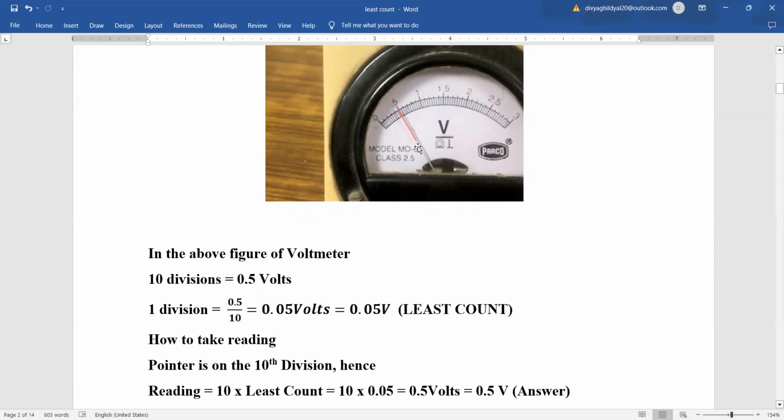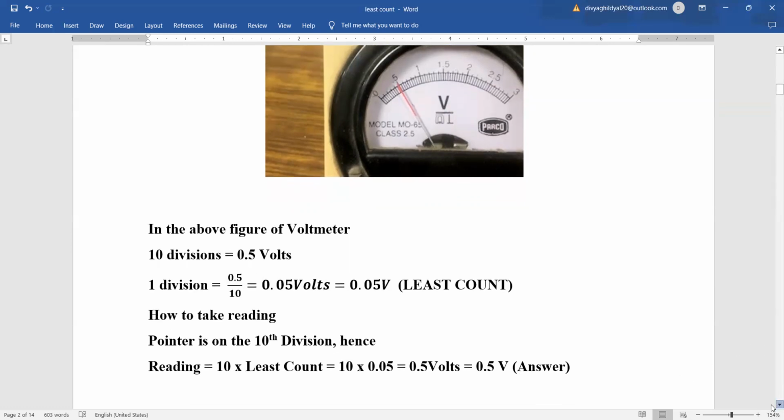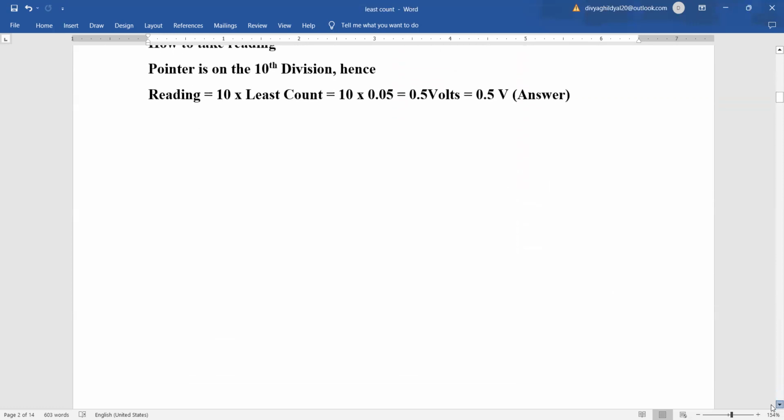Now, what is the reading that the pointer is showing us? It is on the 10th division. So the reading will be 10 into least count, that is 10 into 0.05, which is equal to 0.5 volt that we will read for the pointer pointing to the mark.